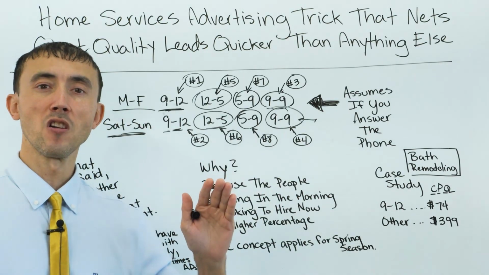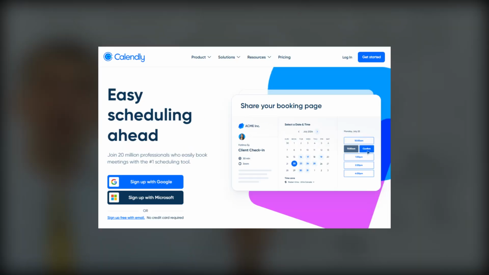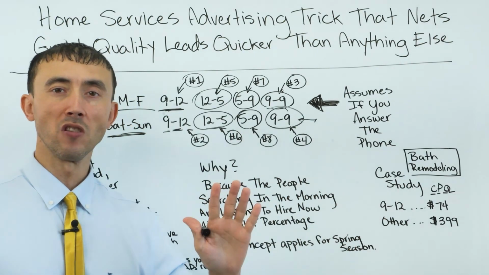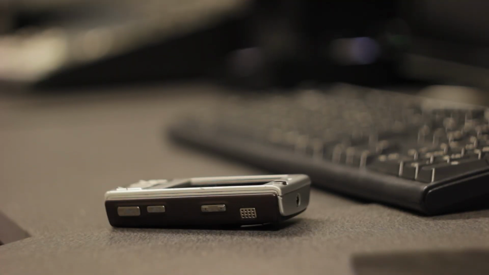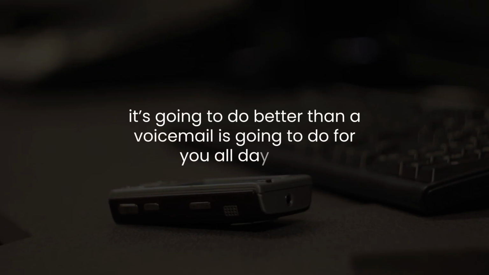But the software is good enough to not only sound like a human, but you can actually have it linked to Calendly and book an appointment for you totally. And at the very least, you should be using this so that if you can't answer the phone after 3 rings at your office, after hours it goes to the AI. It's going to do better than a voicemail is going to do for you all day long.